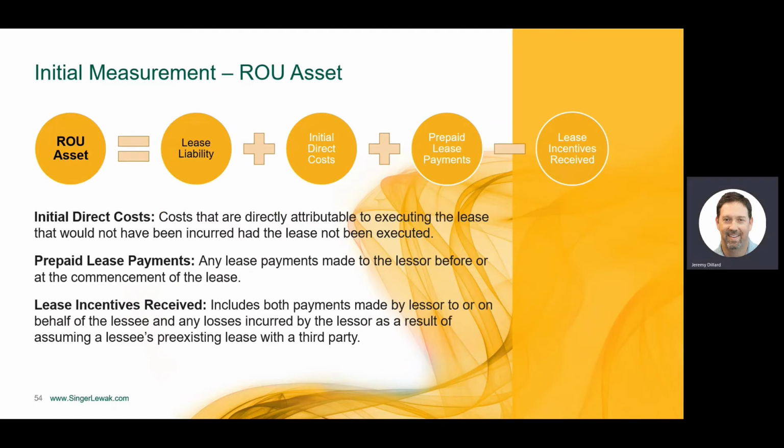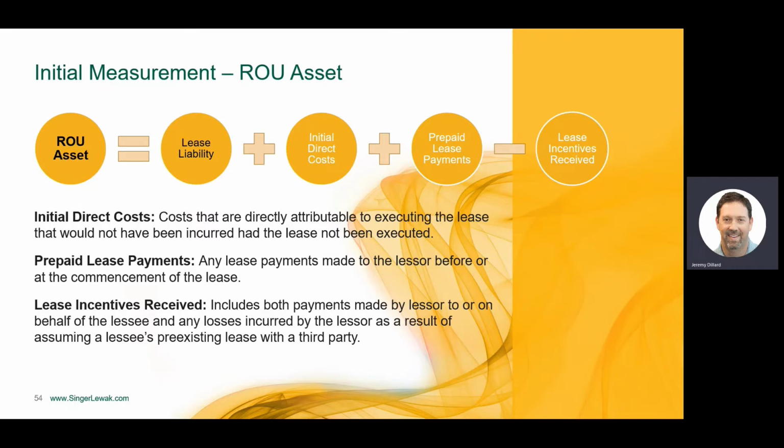Once the lessee has calculated the lease liability, then it can determine the ROU asset amount. It's simply the lease liability plus the initial direct costs plus prepaid lease payments less any lease incentives received from the lessor. Regarding the initial direct costs, keep in mind those are only the costs that are incurred if the lease is signed. This is similar to contract costs under ASC Topic 606.